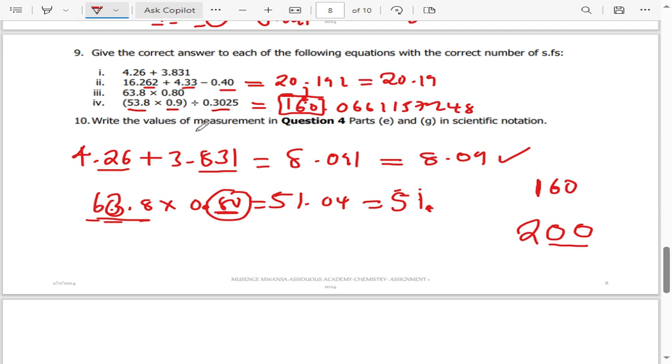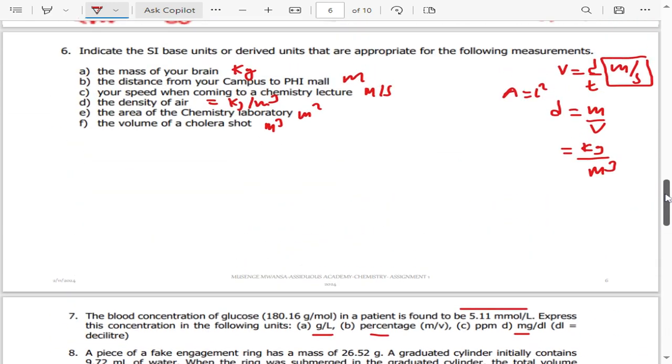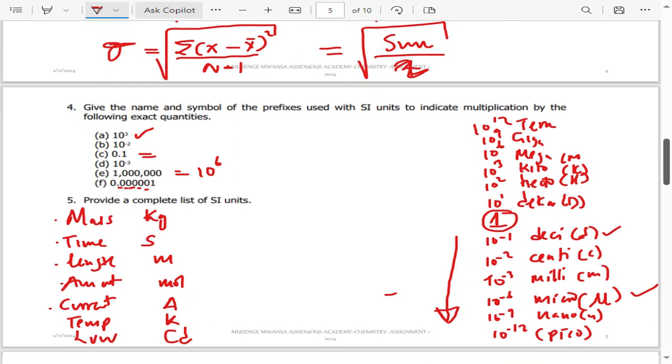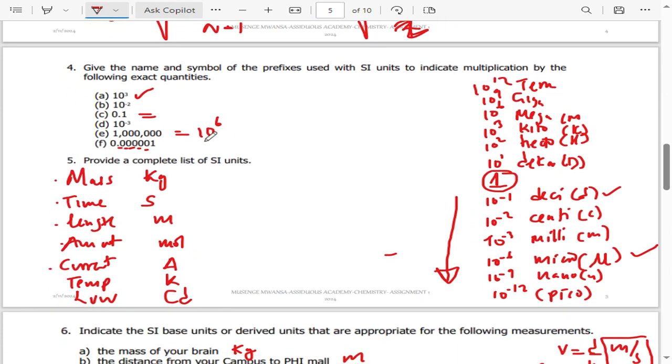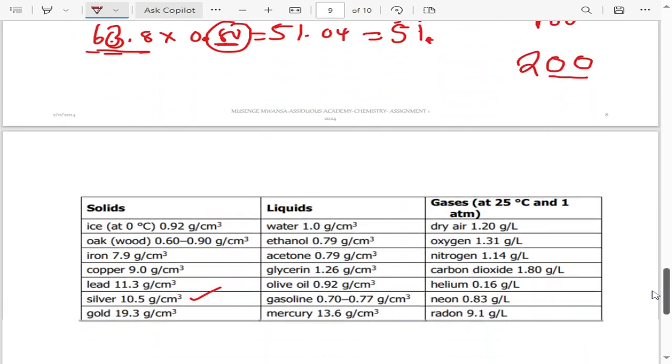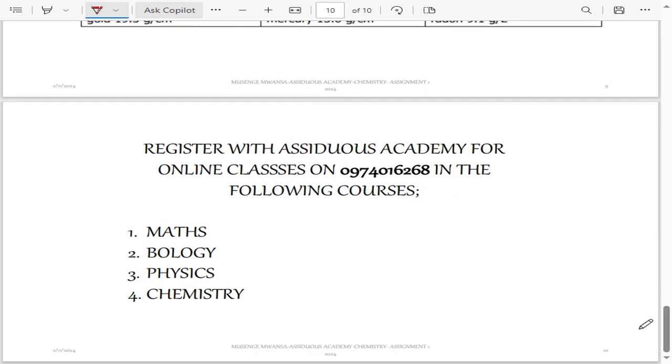Write the values of measurements in question 4, part E and G in scientific notation. We had actually already written in this one. This one is 1 times 10 to the power 6. This one down here, we had said it was 1 times 10 to the power negative 6. So that is it for this paper, and those are the solutions.